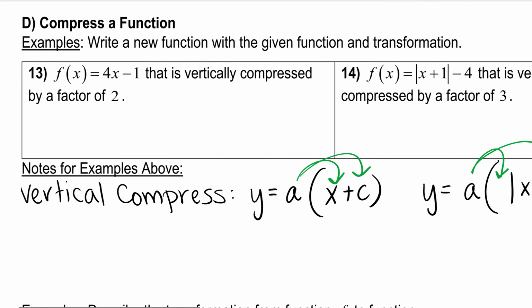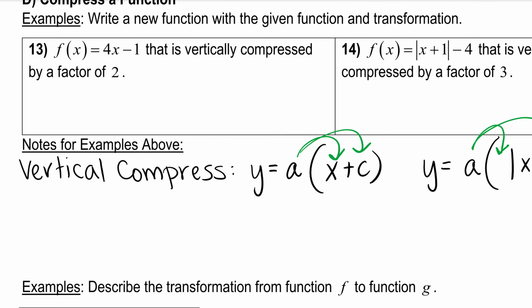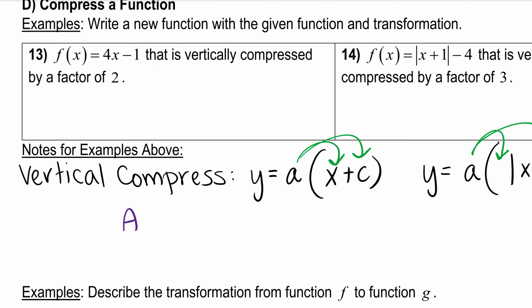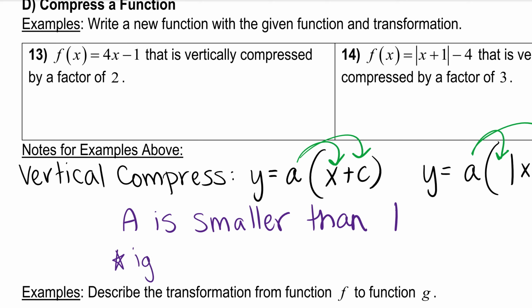Now here's the thing about compress, is a is smaller than 1, or less than 1 if you want to do that. I don't know why I wrote the words out, but that's okay. Smaller than 1. And then again, ignore the negative. So yeah, negative 2 is smaller than 1, but if I get rid of the negative, 2 is bigger than 1, and that would be a stretch. So I want to be careful about that.